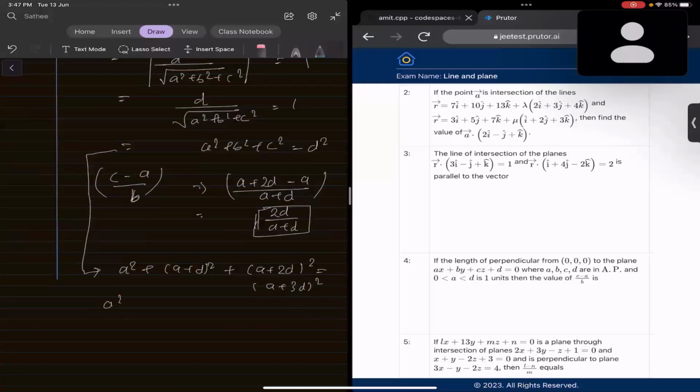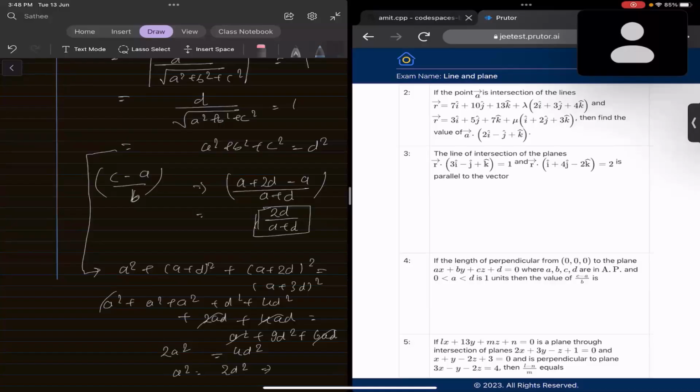So this becomes a square plus a square plus a square plus d square plus 4d square plus 2ad plus 4ad, equal to a square plus 9d square plus 6ad. And this 6ad cancels from both sides, and this one a square is also cancelled, so this becomes 2a square is equal to 4d square. So a square becomes 2d square, so from here a equals root 2 times d.